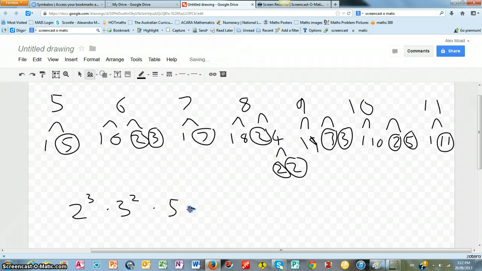It's a funny little dot, sorry. Being a bit temperamental.